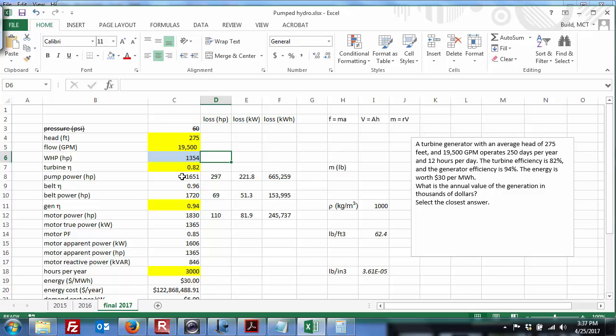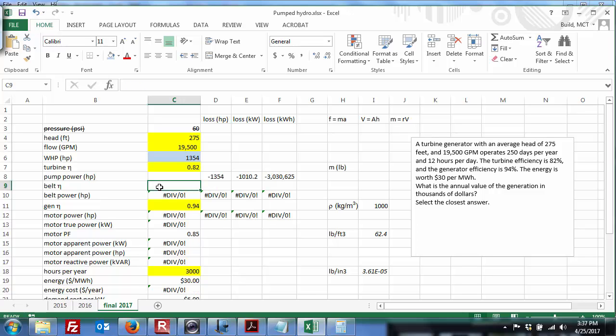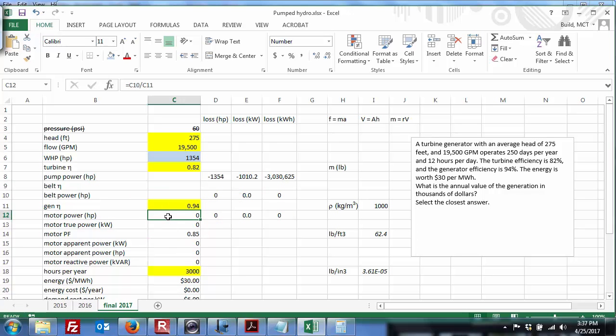Now there's no pump, so I'm just going to delete that. There's no belt. Delete that. There's no belt power. Delete that. Generator, motor power. There's no motor. We're not dealing with the power factor. Don't mess with that. Motor repair and power, we don't care. Reactive power, we don't care. Okay, so this is our total horsepower.